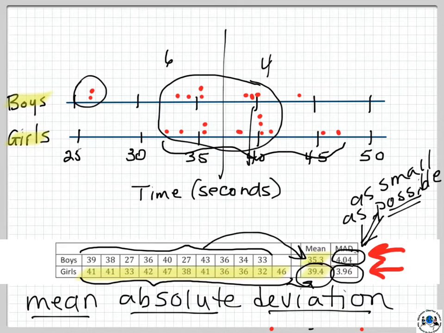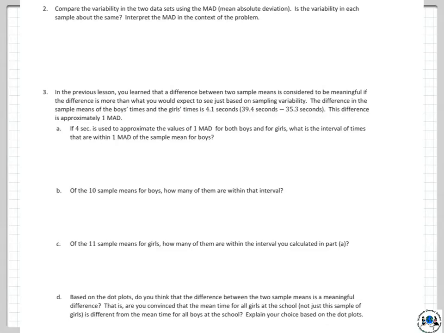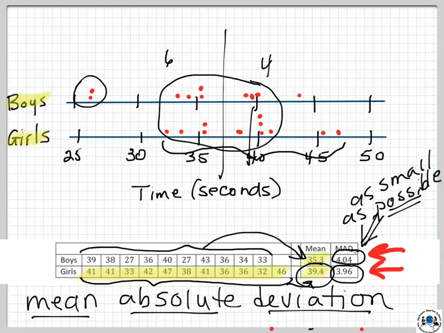And I guess what I just did was talk about number 2, which was this one here. Compare the variability in the two sets of data using the MAD, the mean absolute deviation. Is the variability in each sample about the same? Interpret the MAD in context of the problem. And it is about the same. 4.04 and 3.96 are pretty close, close enough to say they're really not different.